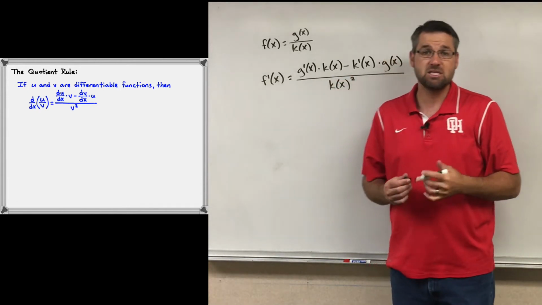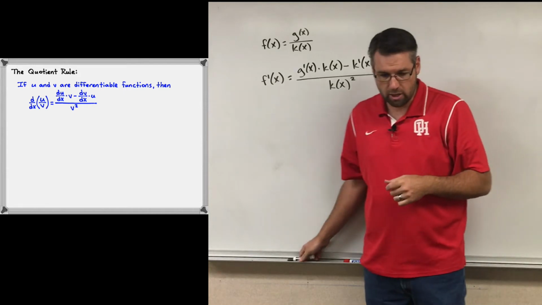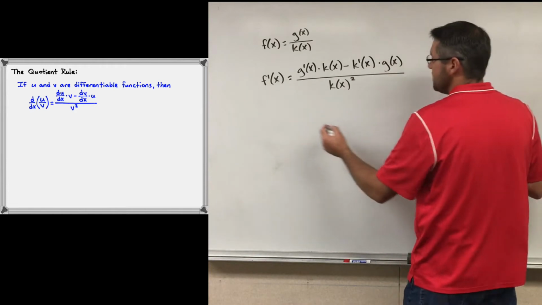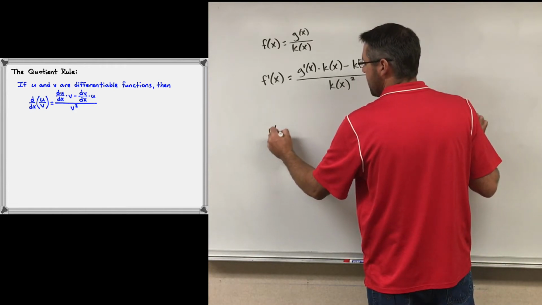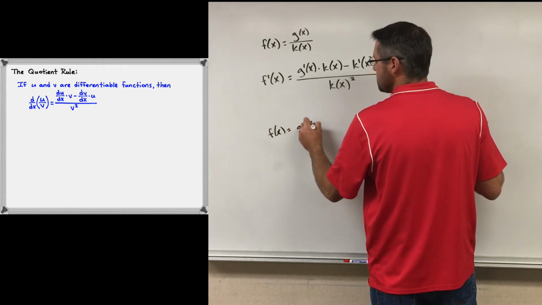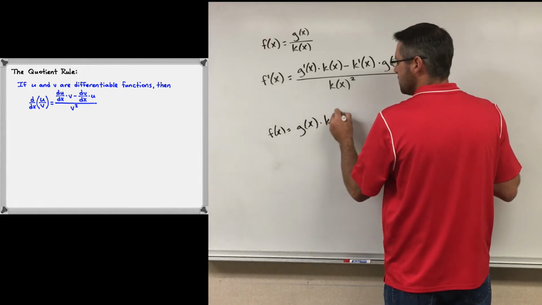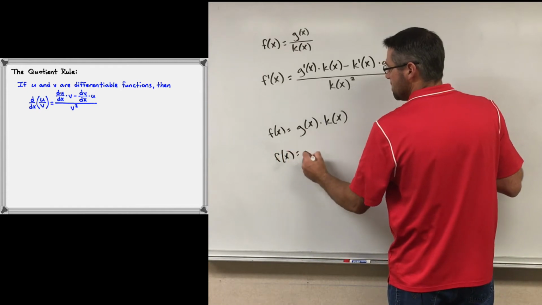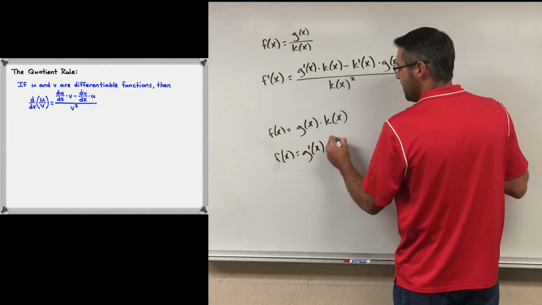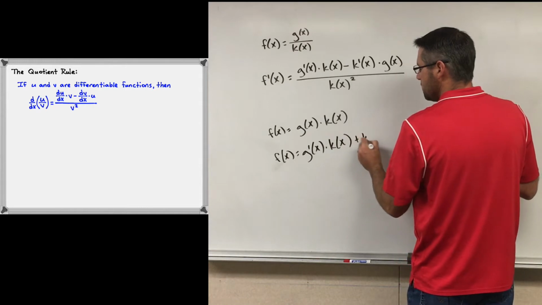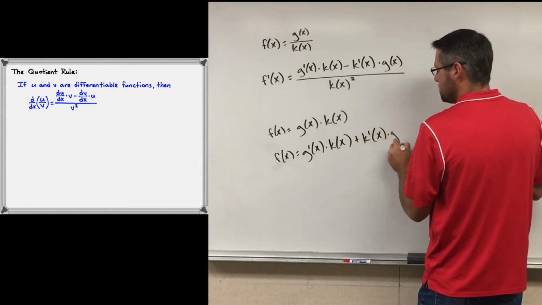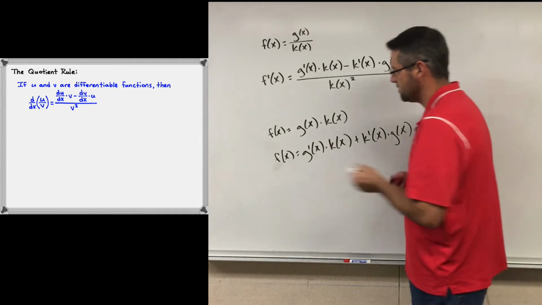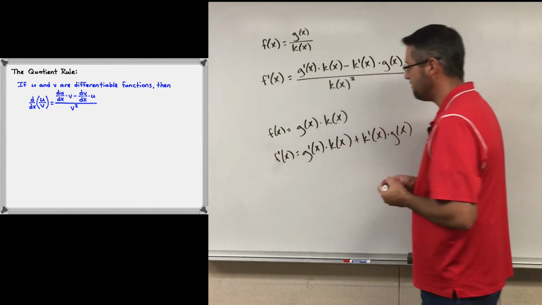So this actually does resemble the product rule, in that, let me go ahead and write that down, right, so we can see a comparison. Let's say I've got f of x equals g of x times k of x. Well, then the derivative of that would be g prime of x times k of x plus the derivative of k of x times g of x. So you can see the similarities. Obviously, there's going to be some differences here, but the similarity is obvious.